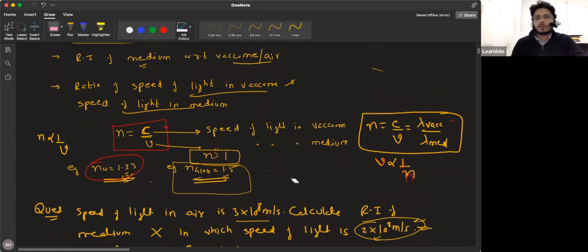See, this is a formula-based thing. This will just help you to know. So what is that lambda? Lambda is the wavelength. Lambda means wavelength of light. So it can also be the wavelength of light in vacuum divided by the wavelength of light in medium. Yes. Okay.